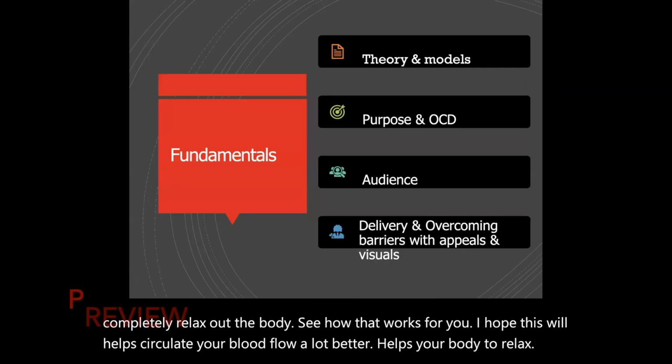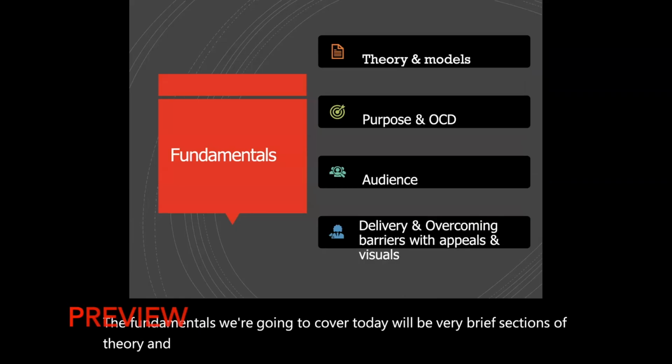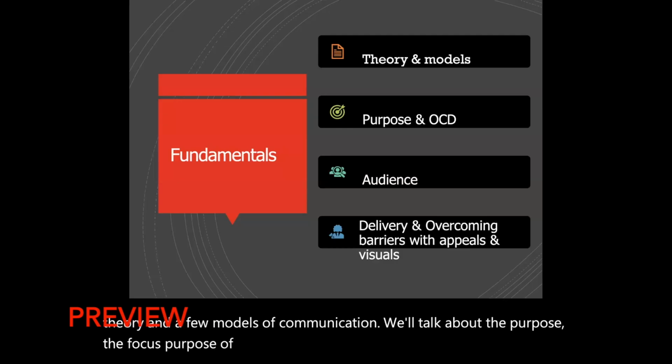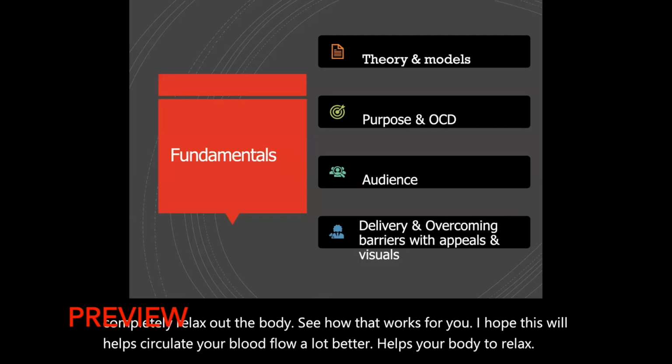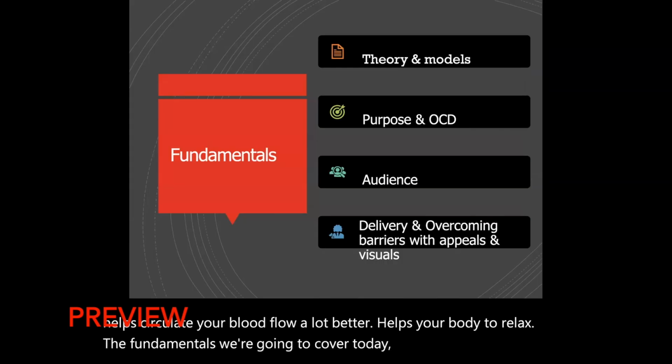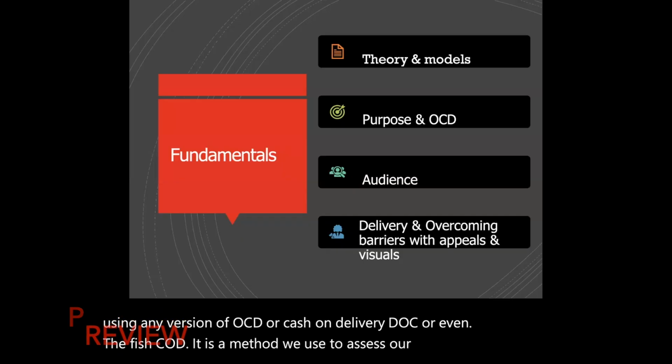The fundamentals we're going to cover today will be very brief sections of theory and a few models of communication. We'll talk about the purpose of our communication and something that can be using any version of OCD or CASH on delivery, COD, or even the fish, cod. OCD is a very serious condition, and we don't mean to diminish it, but any of these acronyms is a method we use to assess our communication. We're going to really look at audience.